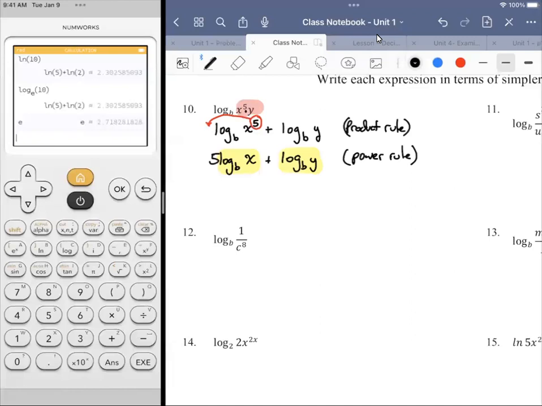It's not something you could just chuck into a calculator, right? So I could write this as, because I have a division here, log base b of 1 minus log base b of c to the 8th power. All right, that's our quotient rule.